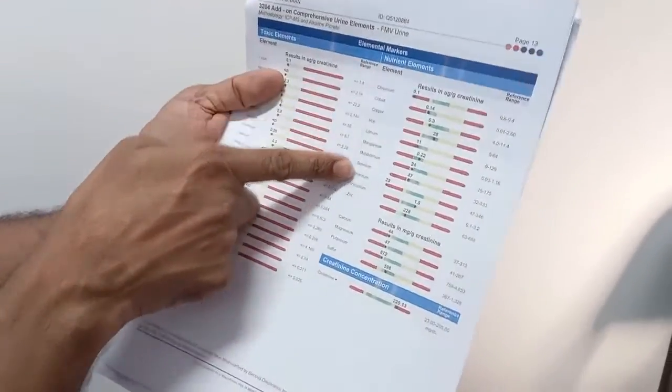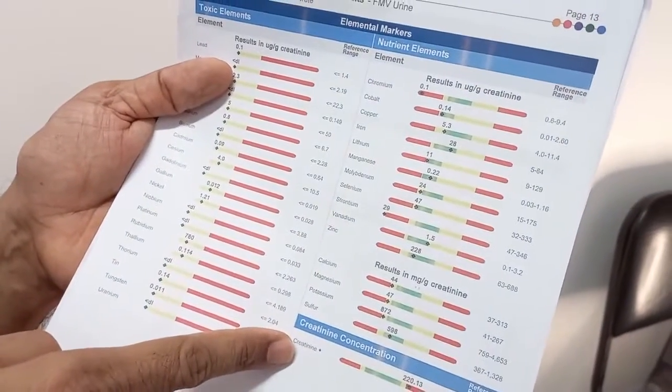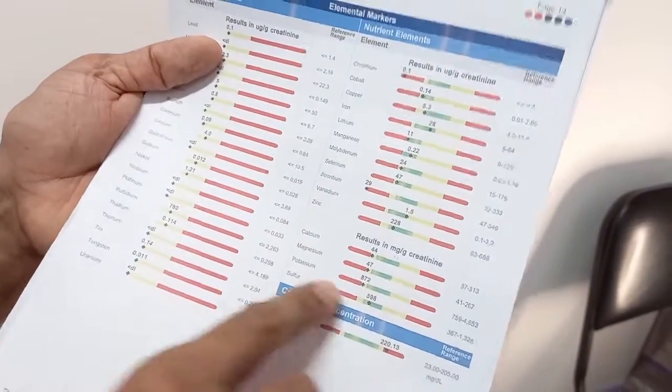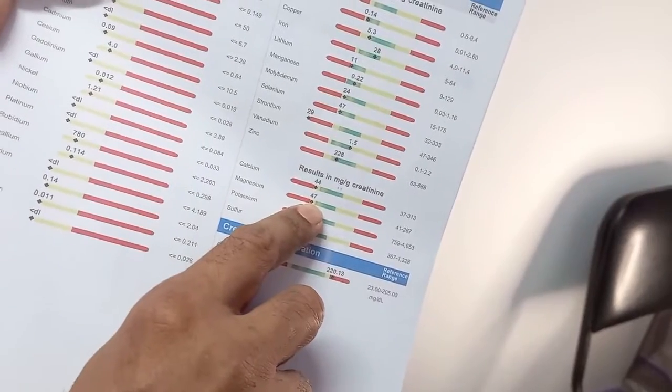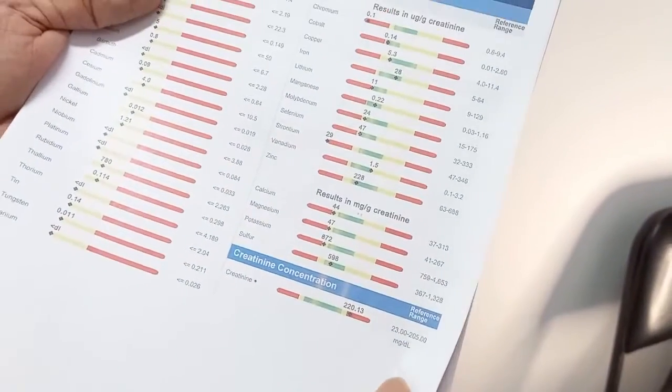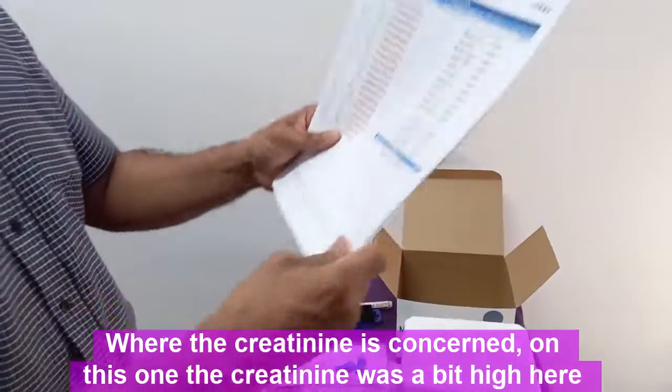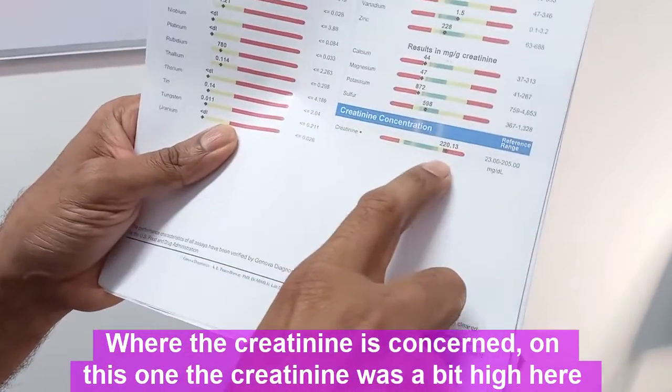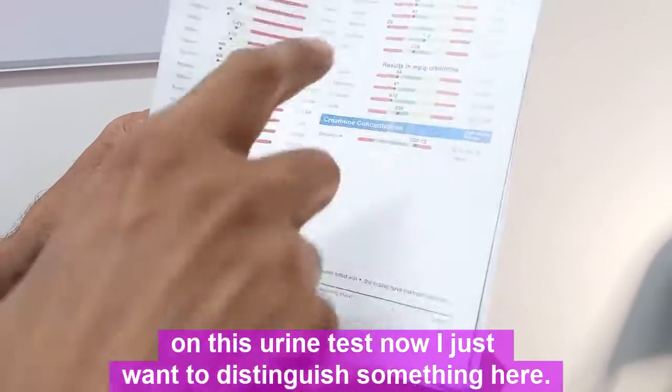These are some of the trace minerals. Okay, so I know I was a bit deficient in the magnesium. The magnesium was a bit critical for me, so I need to attend to my magnesium levels. Okay, also strontium, I have to attend to that. Okay, where the creatinine is concerned, on this one, the creatinine was a bit high here on this urine test.